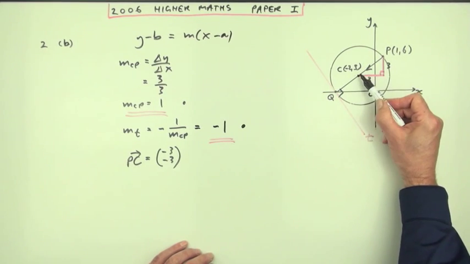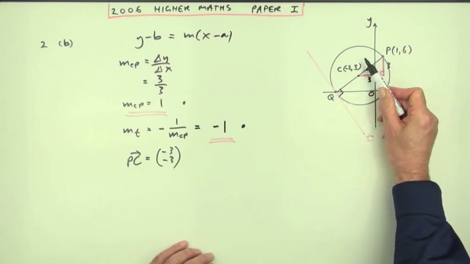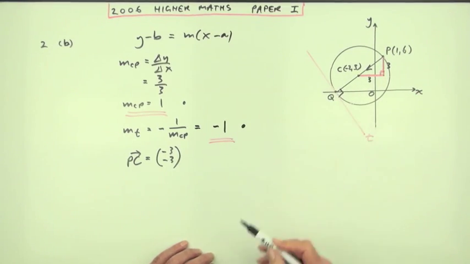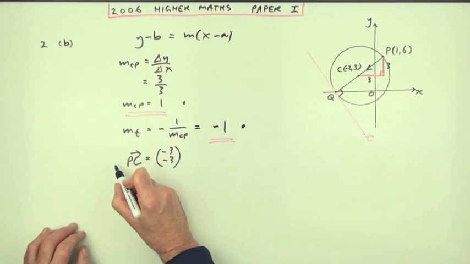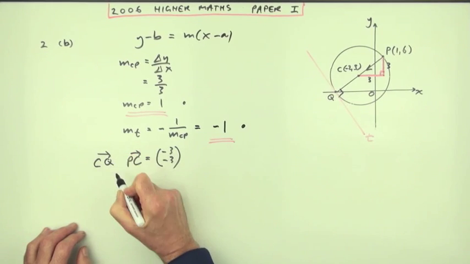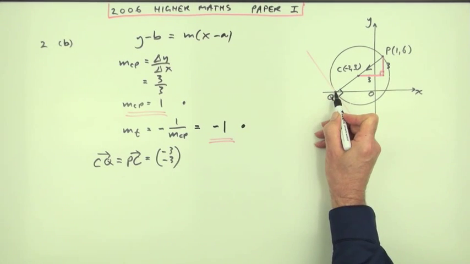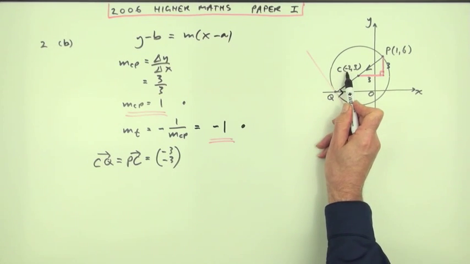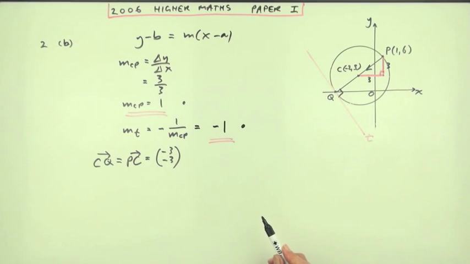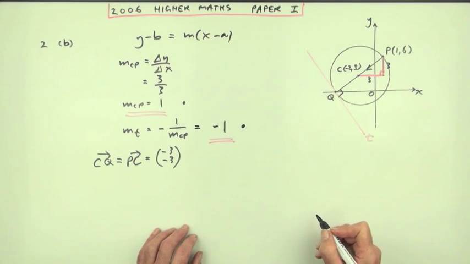So if from P to C is back 3, down 3, from C to Q must be the same. So that means going from C to Q is the same as going from P to C. It's back 3, down 3. Which means you can find Q simply by taking 3 off of the x-coordinate and 3 off of the y-coordinate. I could write down a little displacement equation.